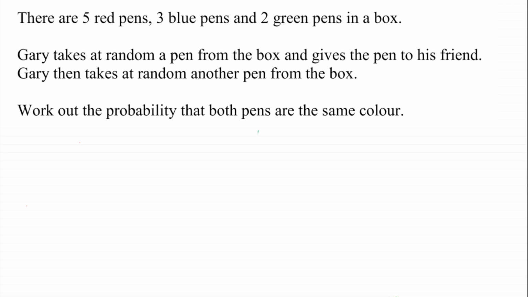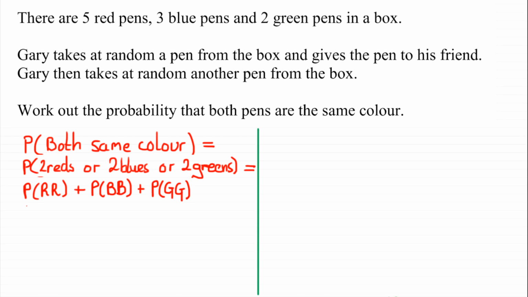Just like the previous question, I would always recommend that you define the probability, okay? So the probability that both pens are the same color is the same as the probability of getting 2 reds or 2 blues or 2 greens. Hopefully you can see where this and/or rule is going to kick in again. Unlike the previous question, we're not given the probabilities of each event, so we need to go ahead and calculate them.